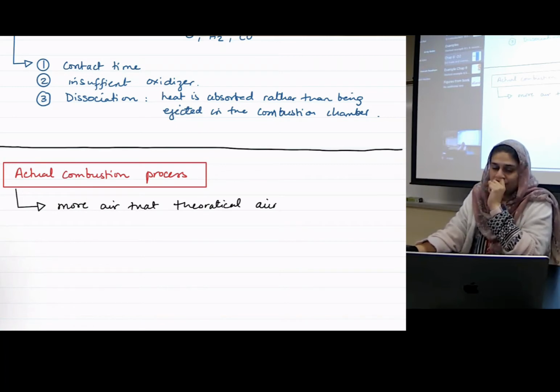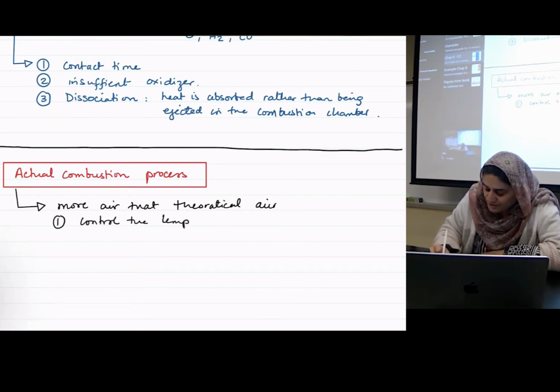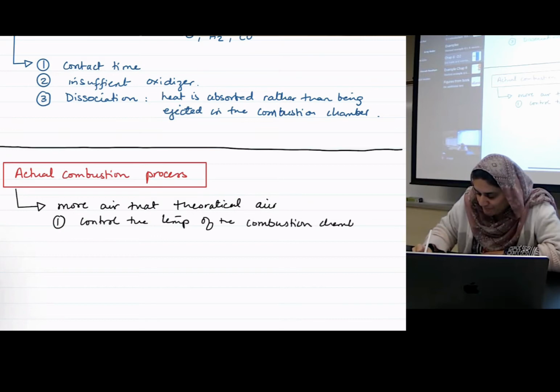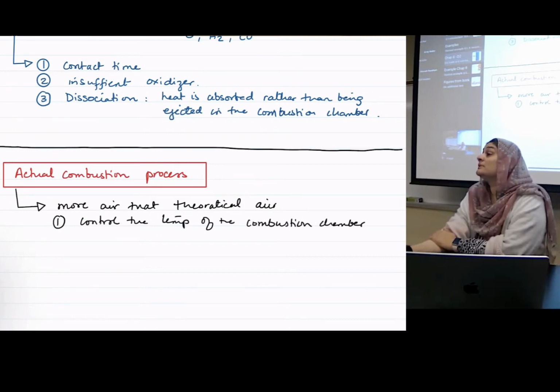Why? Two reasons. One, to control the temperature of the combustion chamber. What does nitrogen do? Good. Absorbs the energy. It is true.